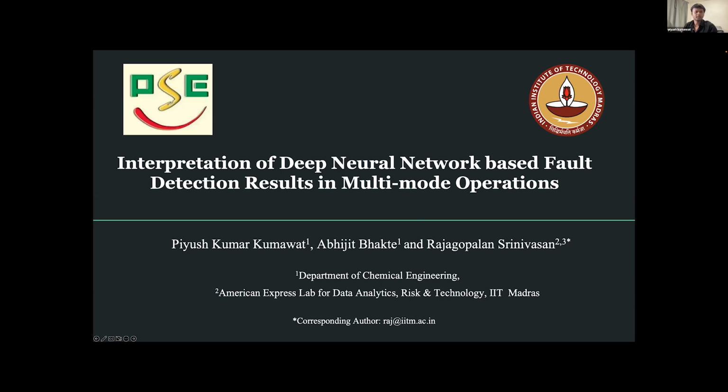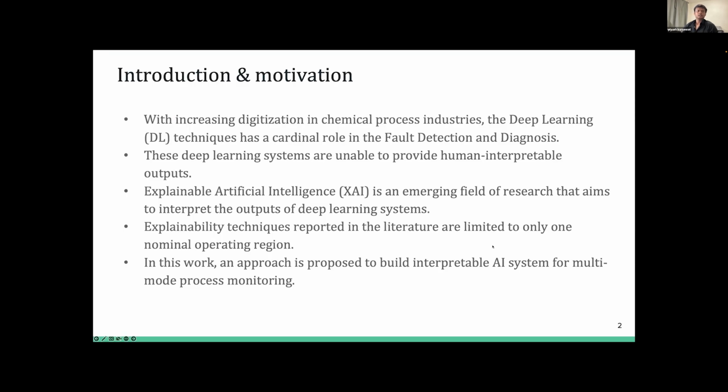With its application for diagnosis and multimode operation. With increasing digitalization in chemical engineering processes, deep learning techniques have been playing an important role in fault detection and diagnosis. However, these deep learning models are not human interpretable. Therefore, XAI is an emerging field which is providing solutions to understand and interpret these deep learning models in order to make deep learning systems much better and interpretable. In this work, the approach was to build an interpretable AI system for multi-mode process monitoring.